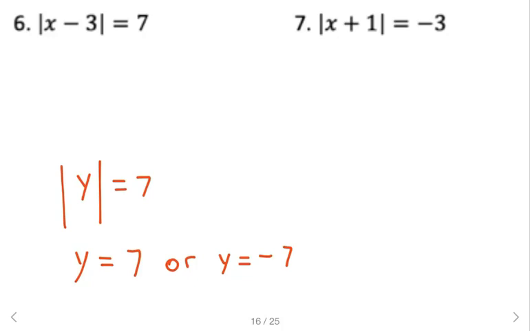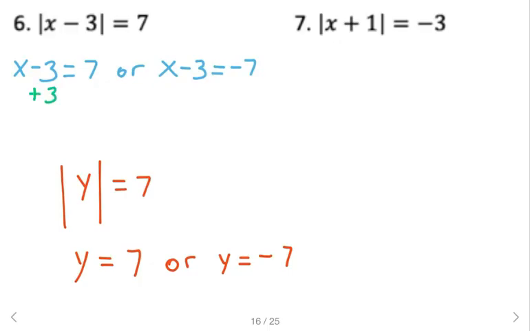We're going to do the same type of thing here. Let's take the stuff inside of the absolute value. Let's let it equal 7 because that's a possibility. Or we're going to have the second solution. We're going to say x minus 3 could equal negative 7 because the absolute value of negative 7 is 7. So that gives us two equations to solve.